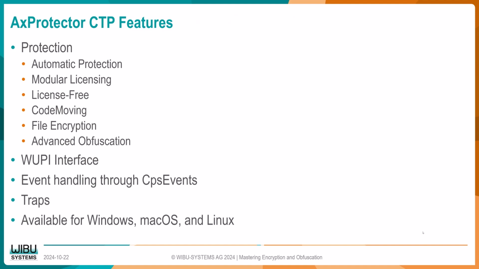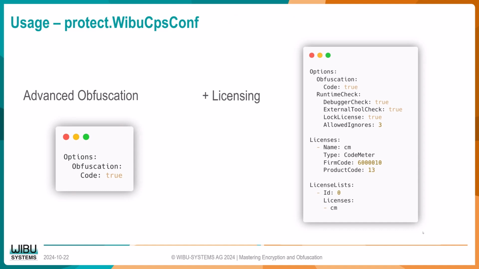Yeah, let's first dig into how we configure these features, and this is done in the protection configuration. As you see, the advanced configuration is simply a three-liner. It's only enabling code obfuscation, and if you additionally want licensing, you do it like you know from AxProtector Python, .NET, and JavaScript. You simply use your license lists and licenses, and then license list 0 means basic protection or automatic protection, and then it's linked, and all features which work from Python, JavaScript, and .NET also work for CTP.